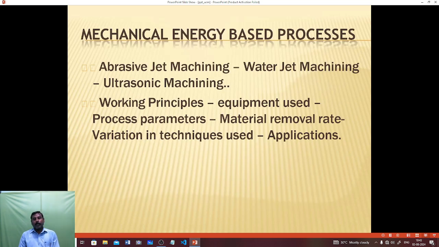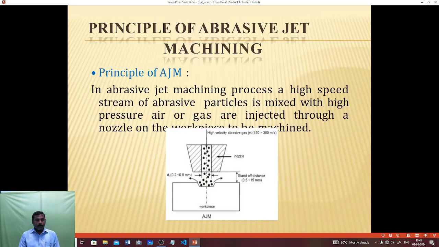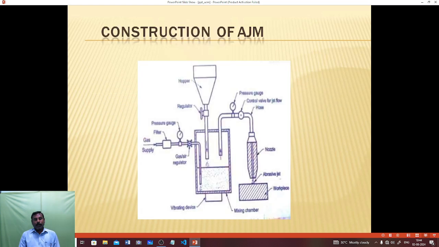Then the mechanical energy based processes are abrasive jet machining, water jet machining, and ultrasonic machining. The principle of abrasive jet machining is that a high speed stream of abrasive particles, mixed with high pressure air or gas, is injected through a nozzle onto the workpiece to be machined.